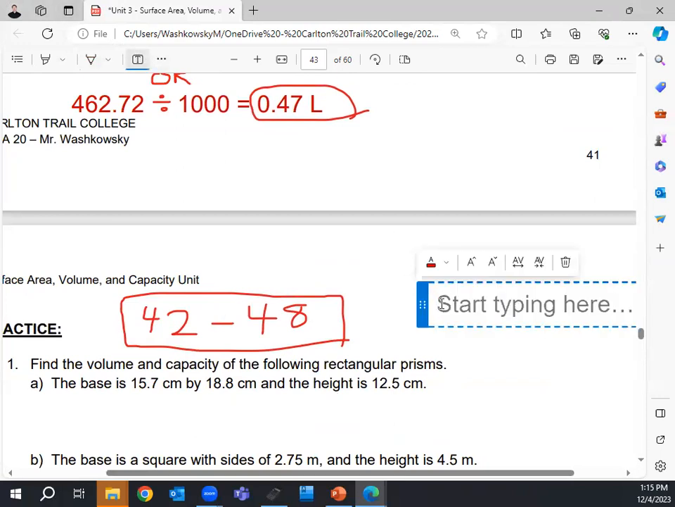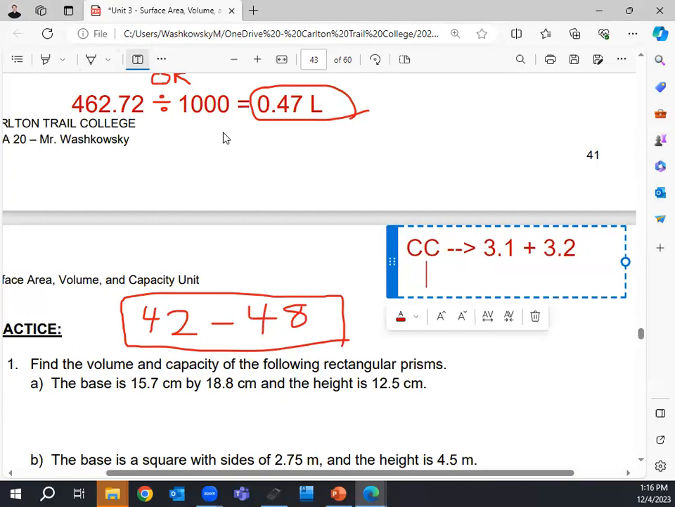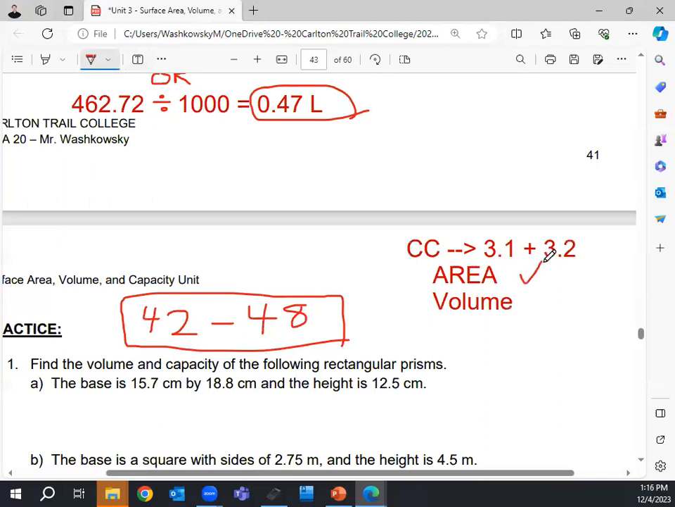We are also going to have a concept check on the area stuff, 3.1 and 3.2. That's going to be tomorrow. So tomorrow we will have a concept check on 3.1 and 3.2. That is only the area stuff. There will be no volume concept check until closer to the end of the week. So yes, there will be area. No, there will not be volume.